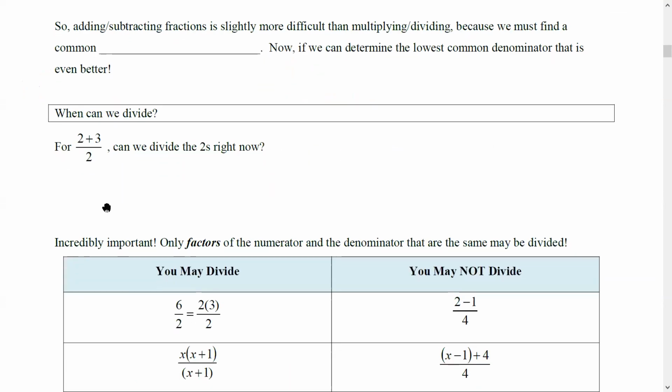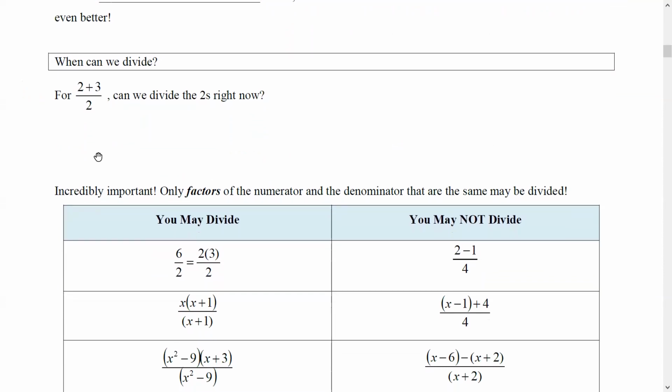So when can we divide? This has always been one of the trickiest parts, or at least a struggle for students in high school, because they've learned how to do fractions and then they pick up a calculator and forget what they're doing. So can I divide the twos right now? A lot of students want to say, oh yeah, look at that, they cancel, look at that, this is 3. No, for the love of Buddha, that's not 3. That's 5/2. That's 2.5. You can't just cross stuff off because it feels good.